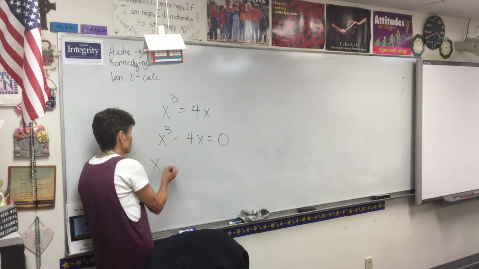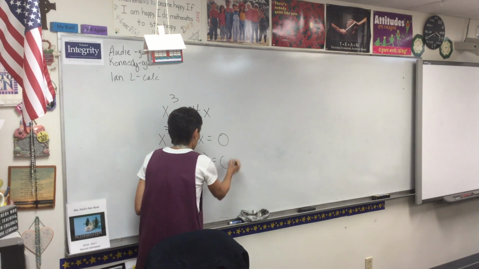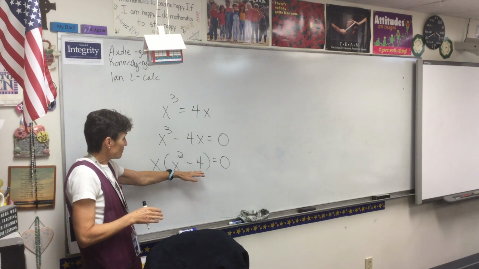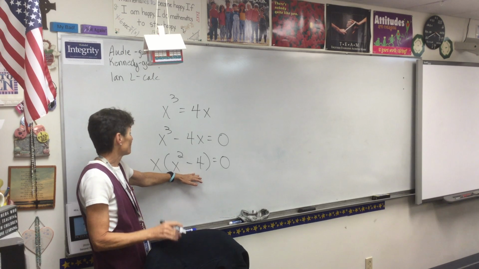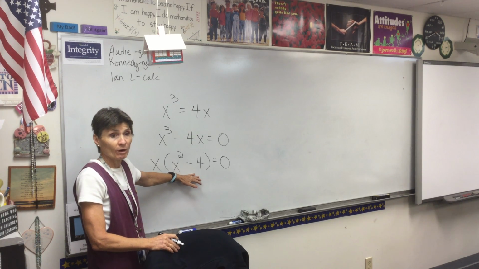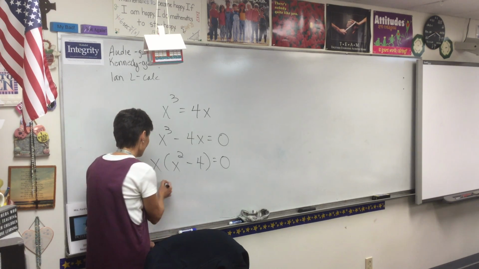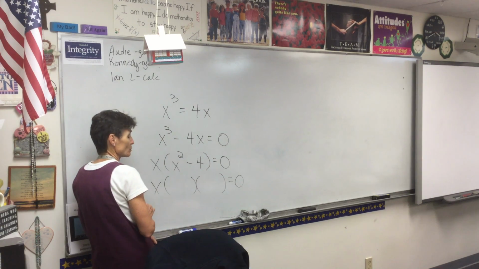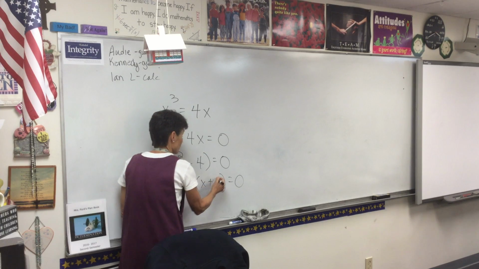Take an x out. GCF. Take out an x. And then, yes, this should pop out at you. You have seen this before. X squared minus 4 is called the difference of squares. And we need to be able to factor it. How does the difference of squares factor? X minus 2, x plus 2?